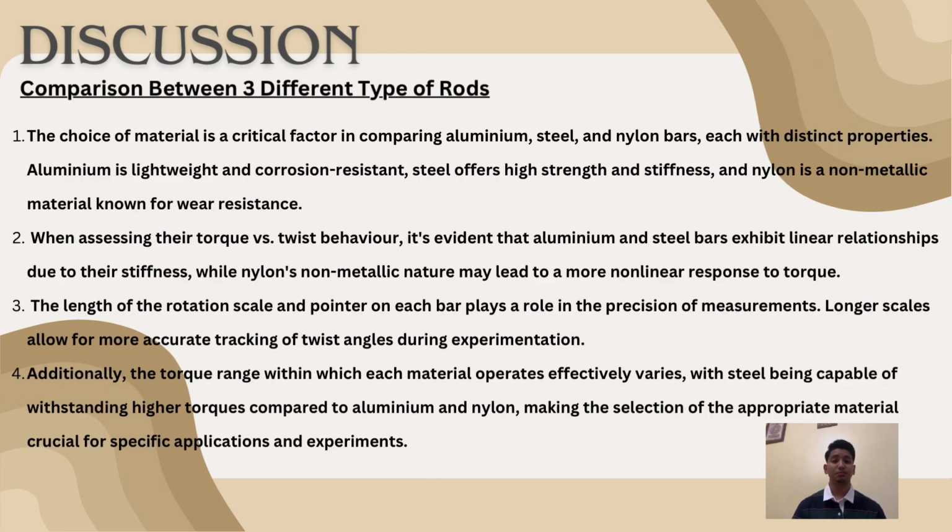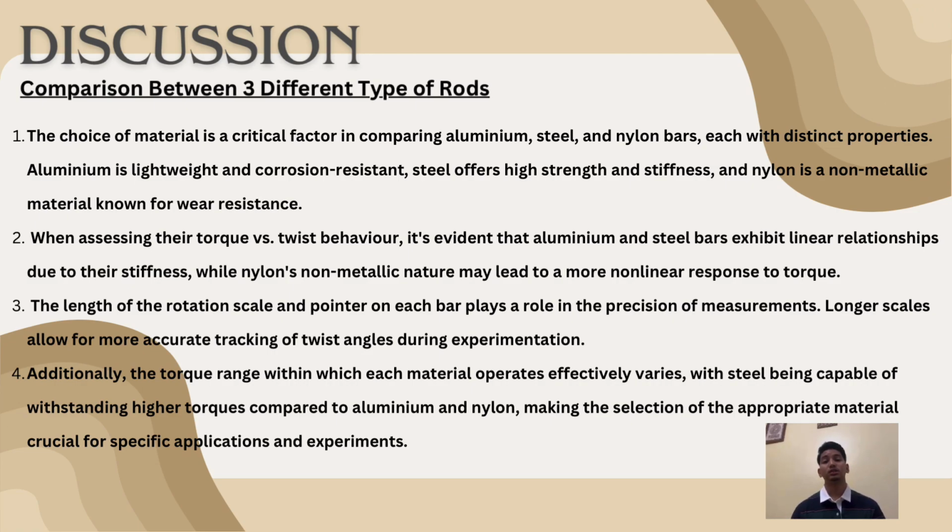Next, on to the comparison between three different materials. First, the choice of material is a critical factor in comparing aluminium, steel, and nylon bars, each with distinct properties. Aluminium is lightweight and corrosion resistant, steel offers high strength and stiffness, and nylon is a non-metallic material known for wear resistance. Second, when assessing their torque versus twist behavior, it is evident that aluminium and steel bars exhibit a linear relationship due to their stiffness, while nylon's non-metallic nature may lead to a more nonlinear response to torque.